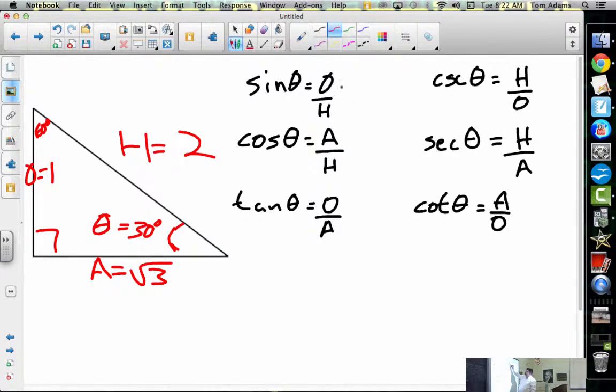So the opposite now is 1, so I'm going to have 1 over the hypotenuse, which is 2. And then I'm going to have cosine, which is the adjacent over the hypotenuse, which is going to be root 3 over 1. And then the tangent is the opposite over the adjacent, which is going to be 1 over root 3, which is really root 3 over 3. Okay?